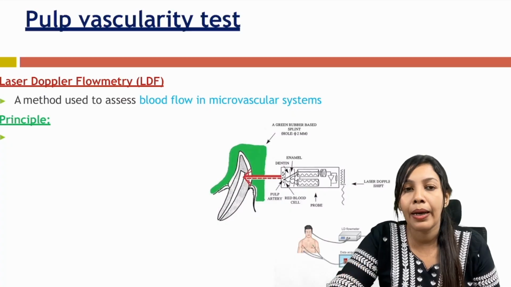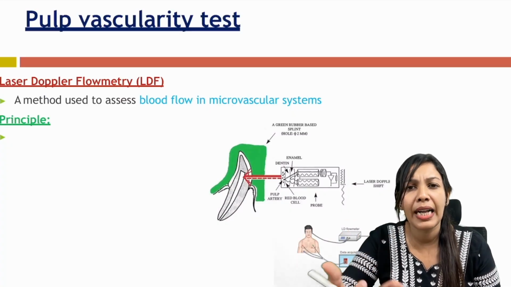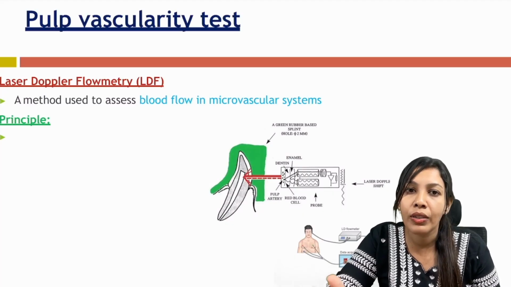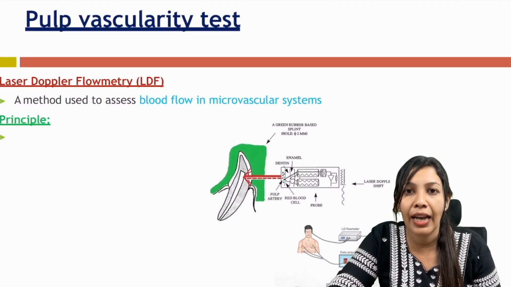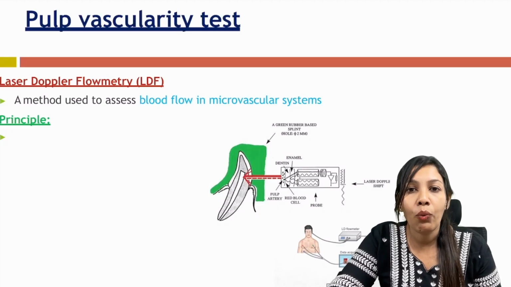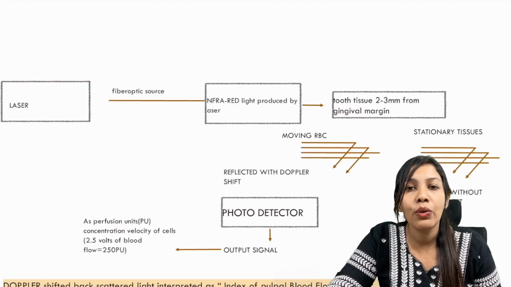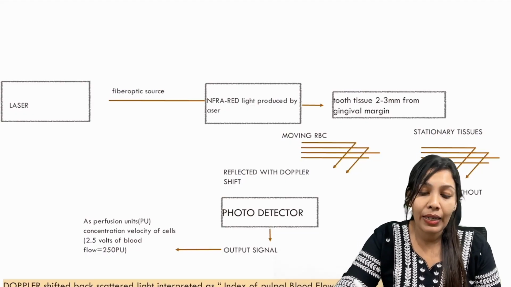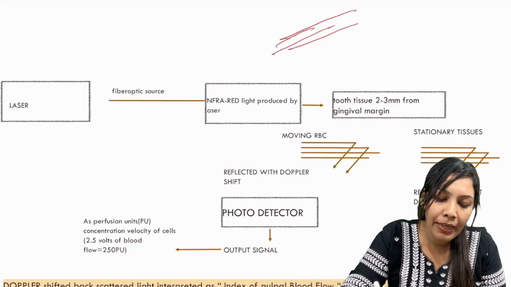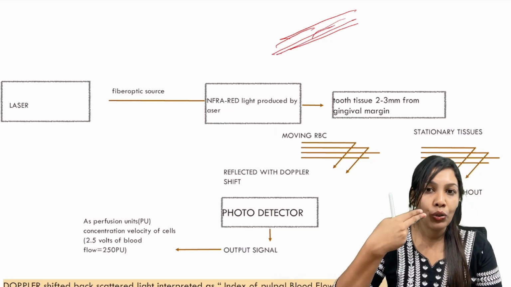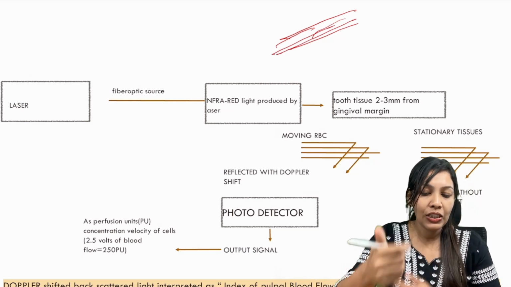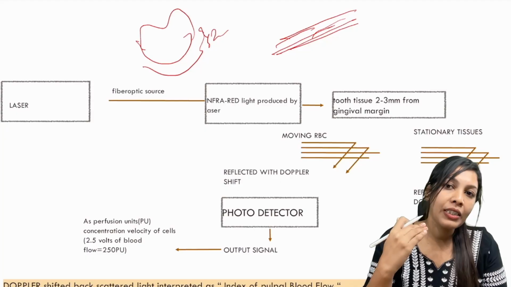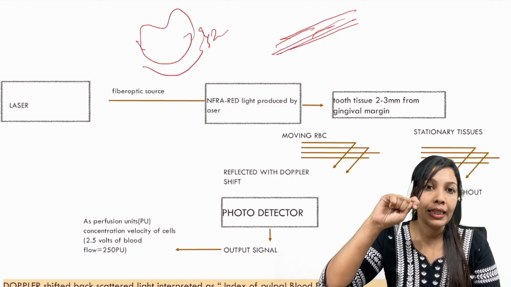Whenever you hear laser Doppler flow, it means flow of the blood. So it is based on the vascularity. It is actually a vascular test. And what is the principle? As the name suggests, we use a laser. The laser will have a small fiber optic material. We'll be applying it on the tooth surface, 2 to 3 mm just above the gingiva. We will be applying the laser.